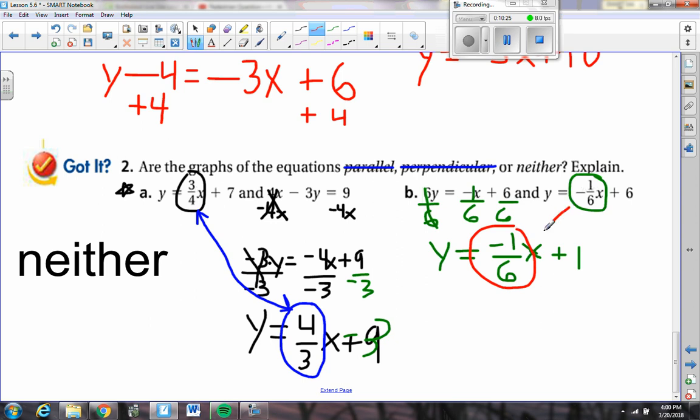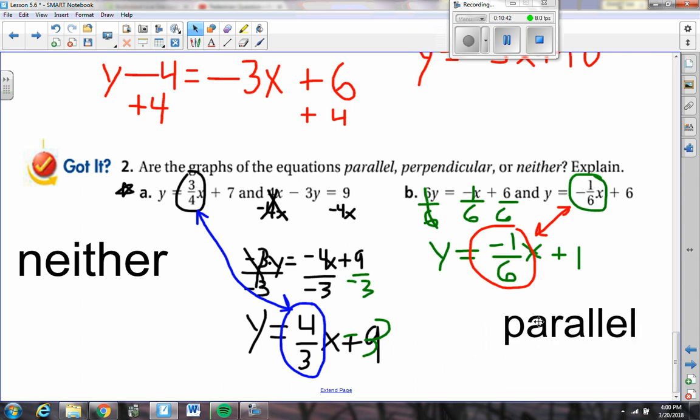And when I compare that to this one, I notice that these slopes are 100% totally the same. And if I have totally the same slopes, they're going to be parallel lines, right? That's what we learned in our last video. So those two are parallel. So we're kind of combining our videos here in these problems to identify whether the equations that you're given are parallel, perpendicular, or neither.